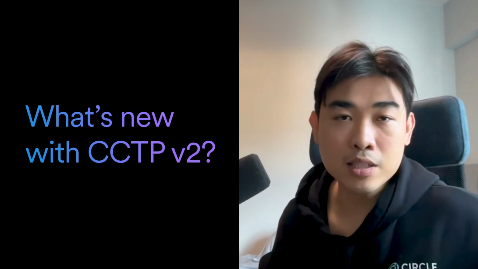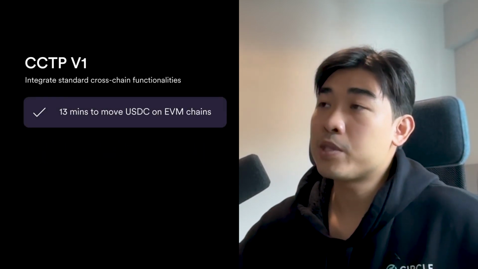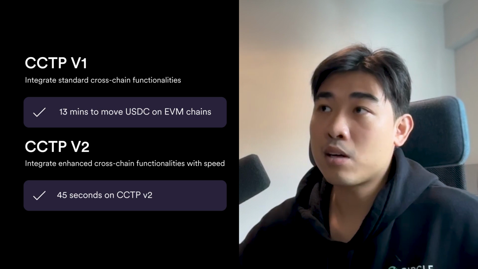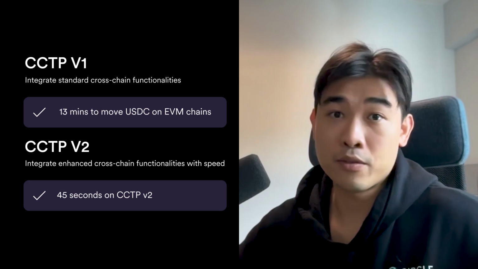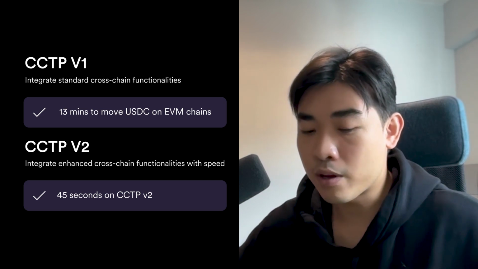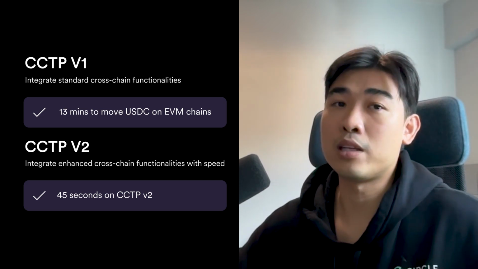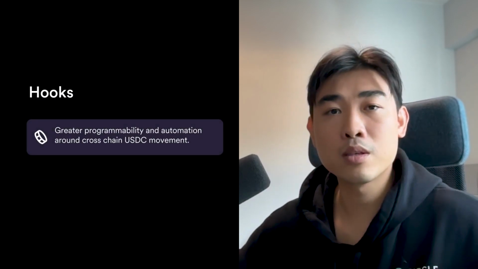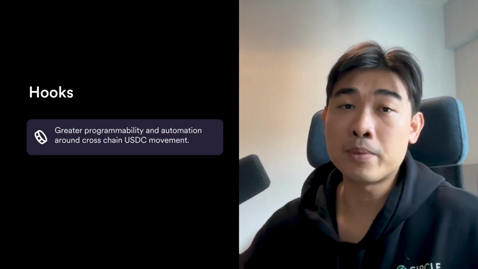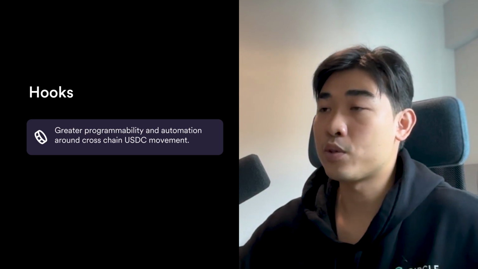The difference between version 1 and 2 is that version 1 on EVM chains takes about 13 minutes, and now it takes about 45 seconds for V2. So that's a huge difference in terms of time, paired with the security that comes along with it. Also, there are hooks, so you can introduce greater programmability and automation in your cross-chain USDC transfer use case. So that is, in a nutshell, how CCTP works.